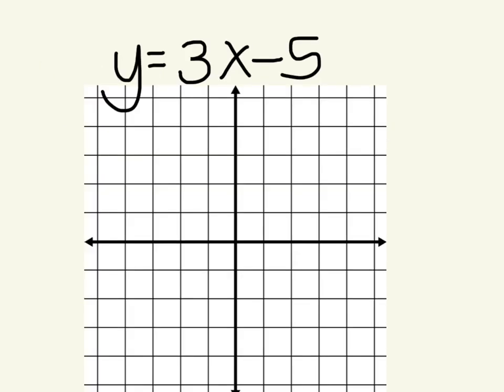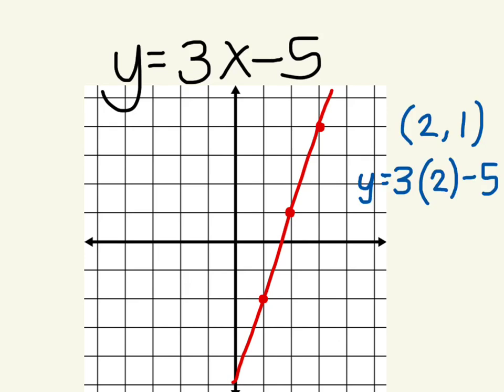Let's start with what we know about the equation y equals 3x minus 5. First of all, on a graph, it looks like this. We can say that a solution to this equation is (2, 1). This point right here would be a solution to the equation because this coordinate point lies on the line of y equals 3x minus 5.